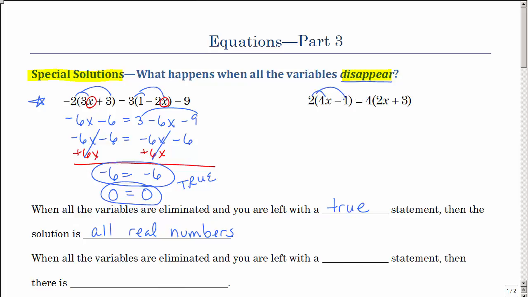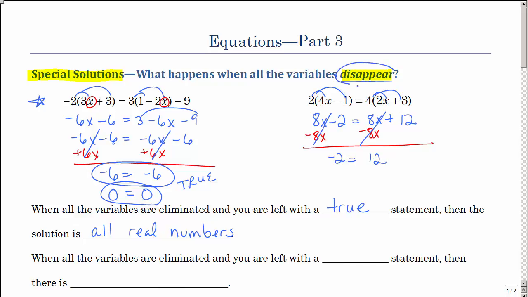Okay, again, I'm going to distribute, and I have 8x minus 2 equals 8x plus 12. Well, again, we could get our x's on one side, so if I subtract 8x on both sides, I get negative 2 equals 12. My variables have disappeared one more time, but hey, this negative 2 doesn't equal 12. That is a false statement. Again, that's not the answer.